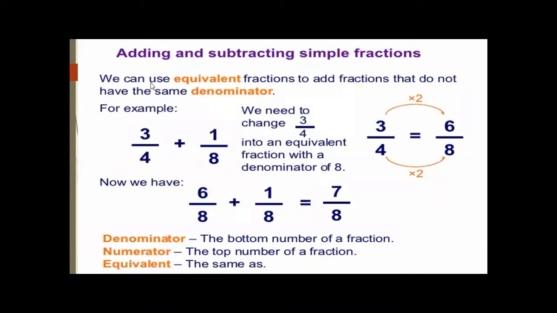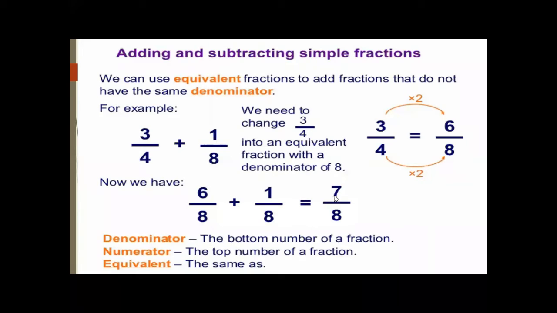How can we add here? We can use equivalent fractions to add fractions that do not have the same denominator. For example, here we have different denominators. What to do now, students? We need to change 3 upon 4 into an equivalent fraction with a denominator of 8. If we take the LCM of 4 and 8, we get 8. So, it is already converted. I will convert this 4 into the LCM, which is 8.